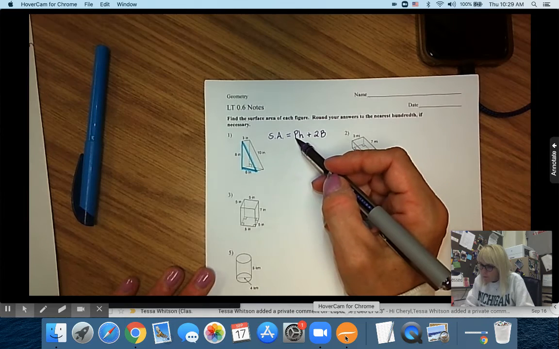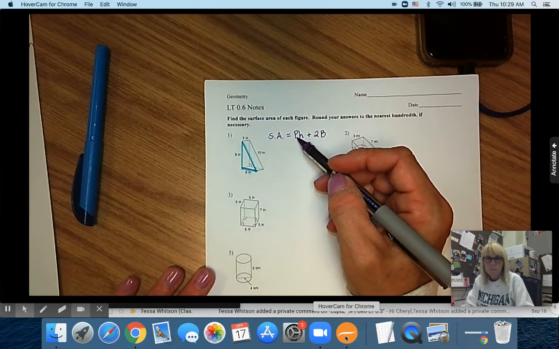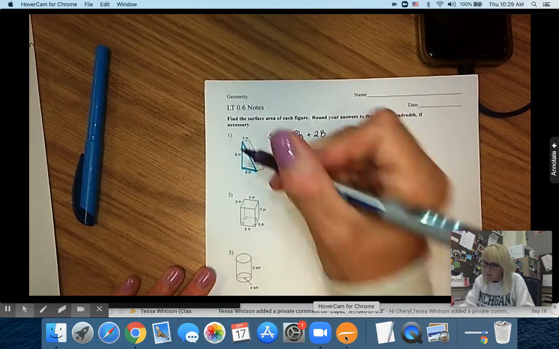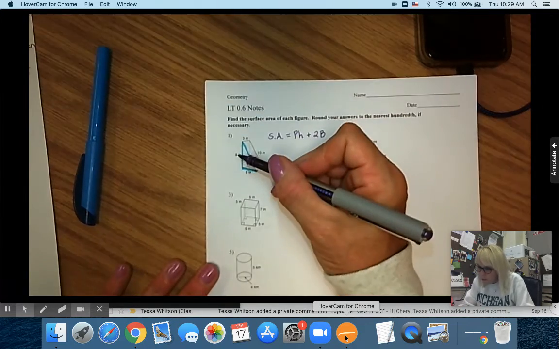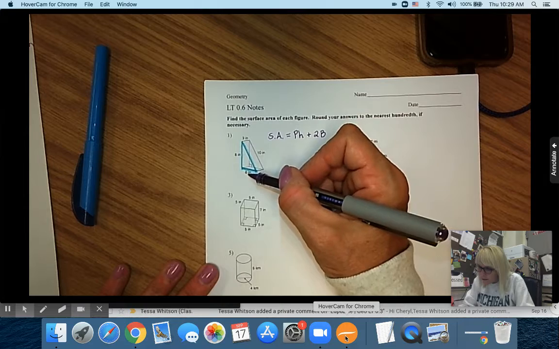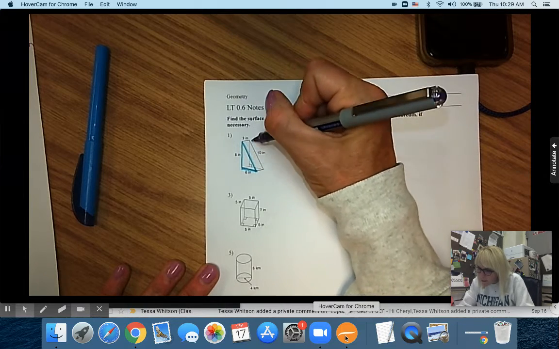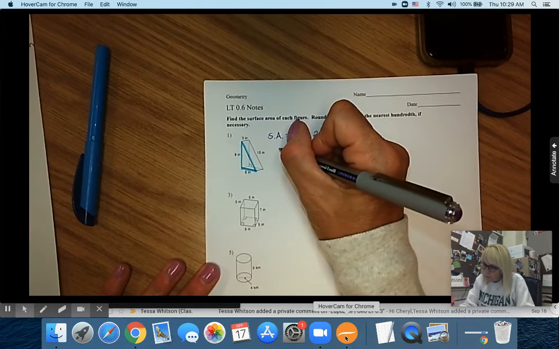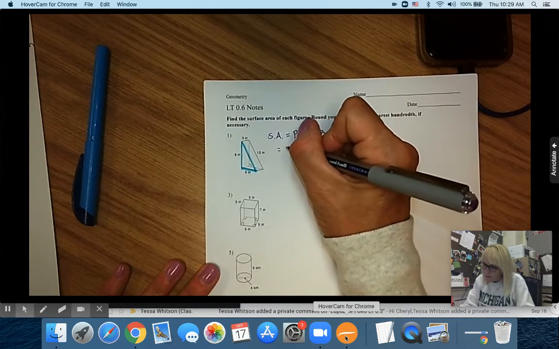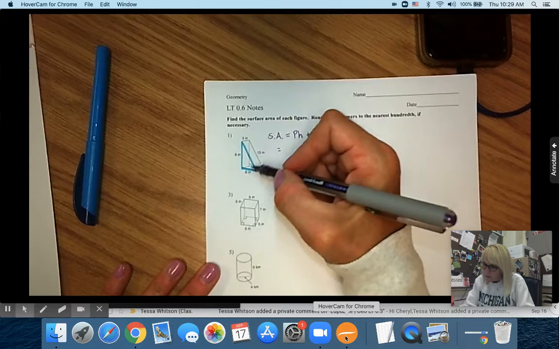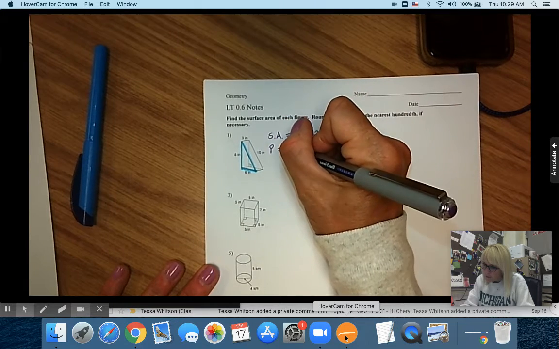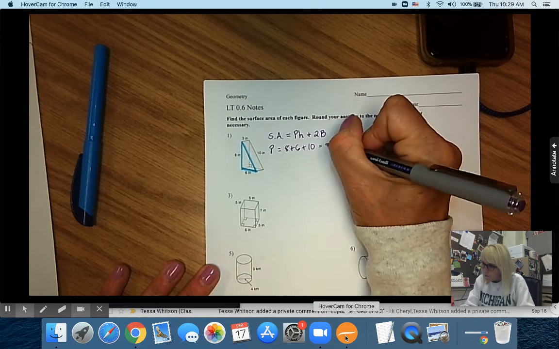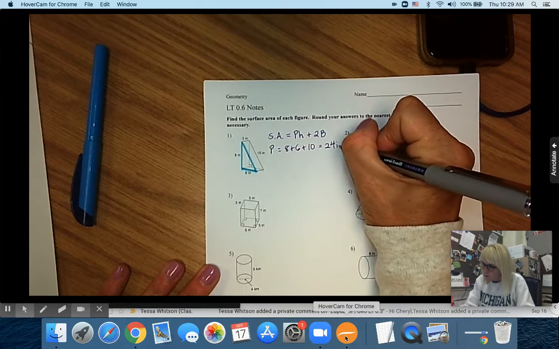So when we find the perimeter of the base, that's the perimeter of this triangle, we need to know how far it is around this triangle. Well, we know this side is 8, this side is 6, and this side is 10 because we know this side is 10. Yes? So the perimeter of the base is 8 plus 6 plus 10. So I'm going to write that down. 8 plus 6 plus 10 equals 24 inches.